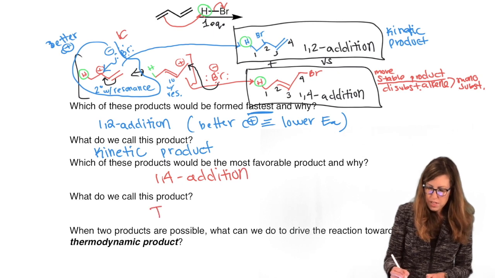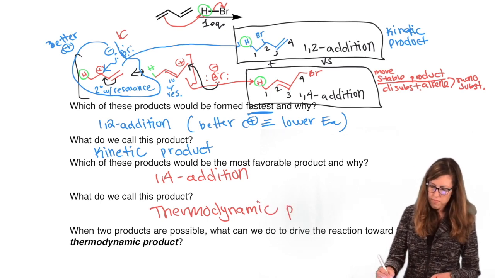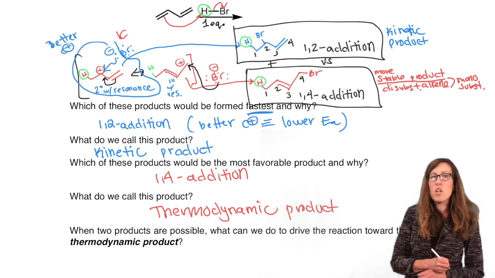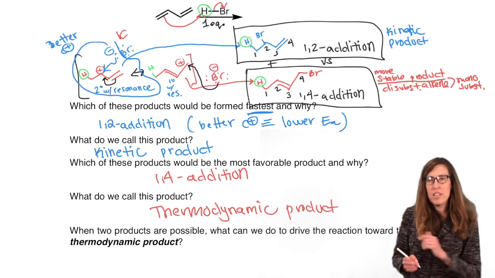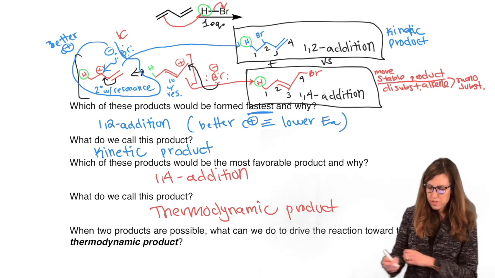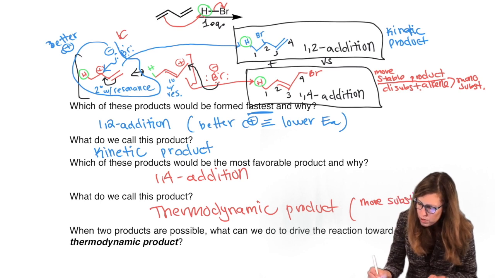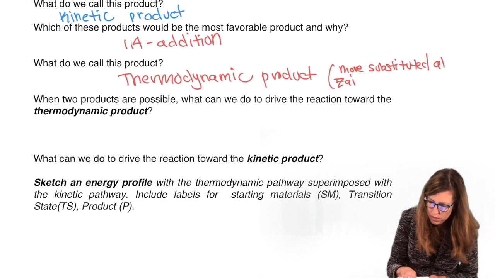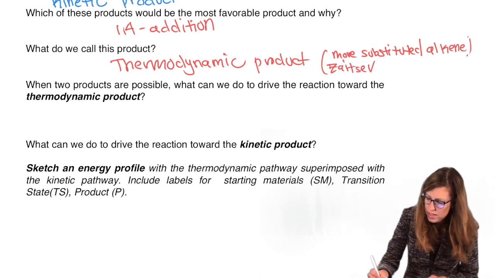So we call the more stable one the thermodynamic product. It may have had the tougher route, higher activation energy, but it was worth it for the gain you got at the end. So why was it more stable? The more substituted alkene. I'm going to invoke our old friend Zaitsev. Oops, alkene. I think I'm getting cut off there. There we go. Zaitsev's rule, right?